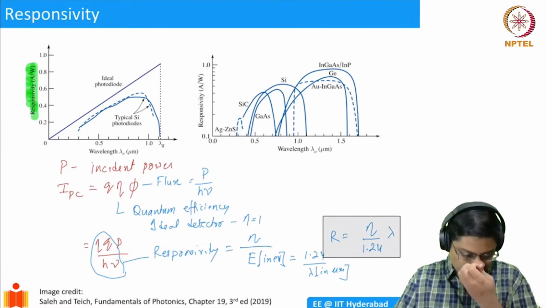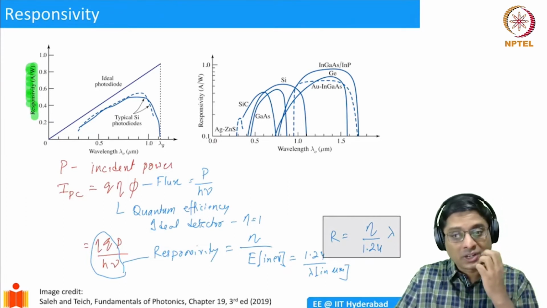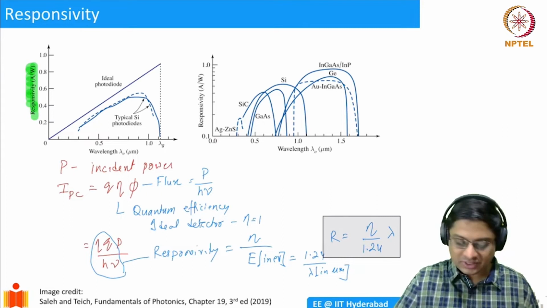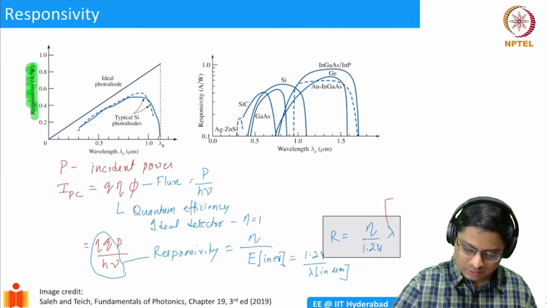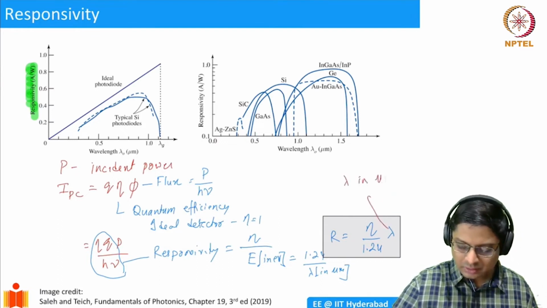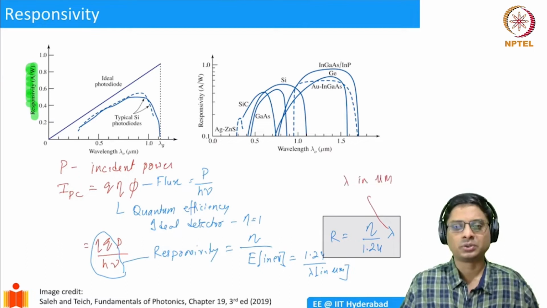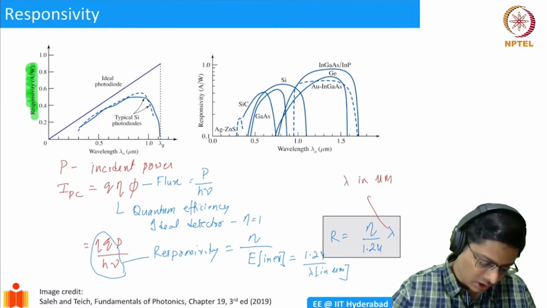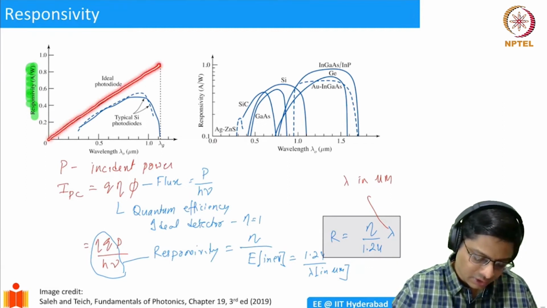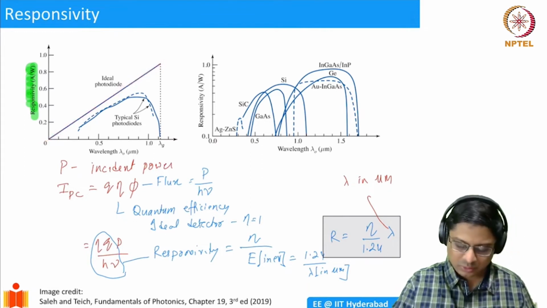So if you have lambda equal to 1.24 microns, this is lambda in micrometers, then responsivity is going to be 1. And that is what is shown on the graph here. So as you have an ideal photodetector, responsivity should go up to 1.24.